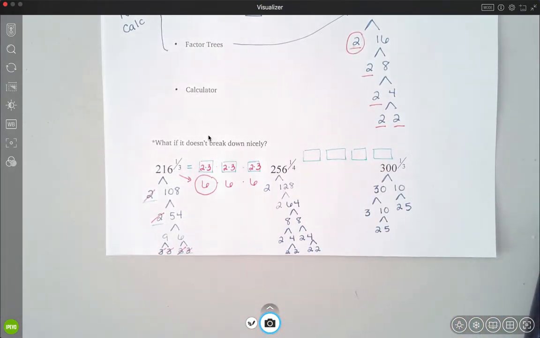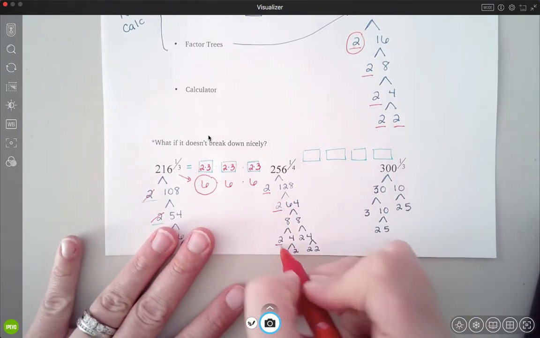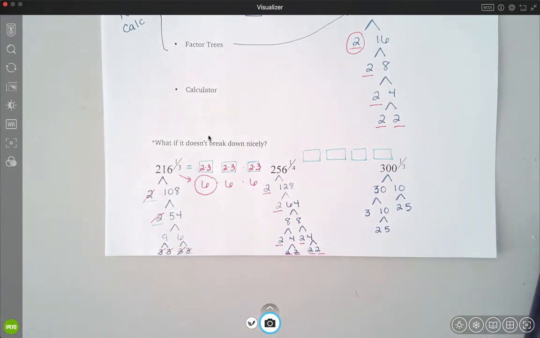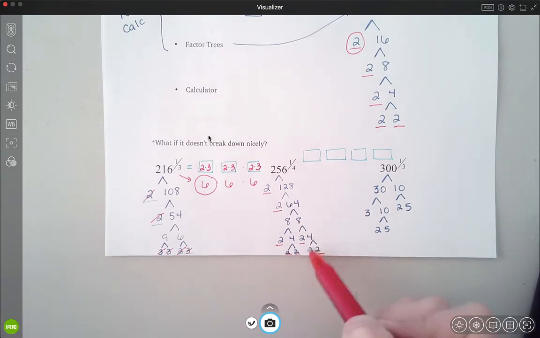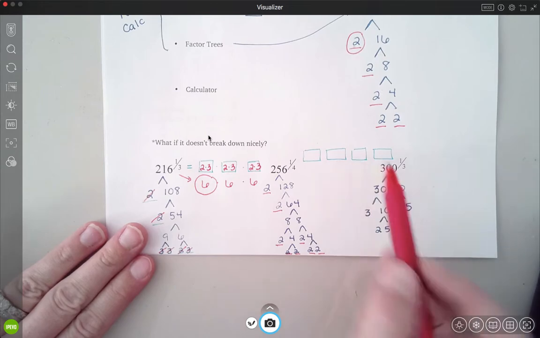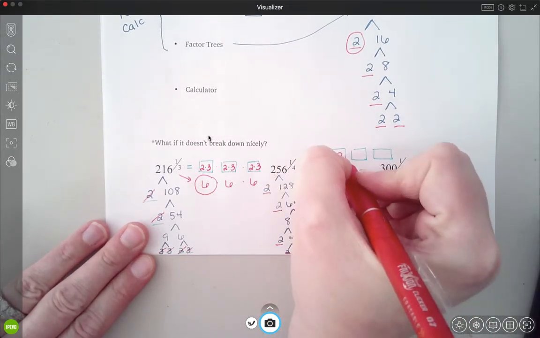And for this one, no matter how you broke it down, you should have ended up with 1, 2, 3, 4, 5, 6, 7, 8 2s at the bottoms of your branches. So notice I'm not including this 8 or this 4 because those were broken down further. I'm only looking at the numbers at the tail ends of the branches. So if I have 8 2s and I need to put them in 4 boxes, that means every box is going to get 2 2s.